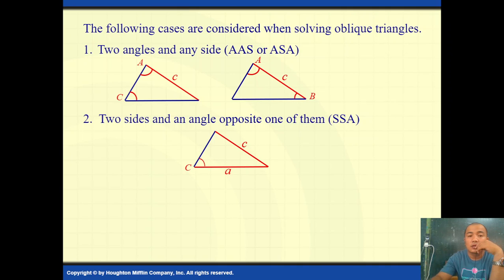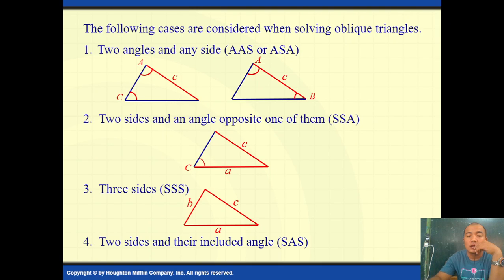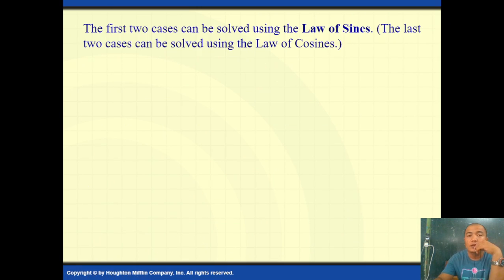Another case is SSA, two sides and an angle opposite one of them. Another is when three sides are given. And number 4, two sides and their included angle, SAS. So these are what we call the oblique triangle cases. For number 1 and number 2, these can be solved using the law of sines, and for number 3 and number 4, these can be solved using the law of cosines. So the first two cases can be solved using the law of sines. The last two cases can be solved using the law of cosines.